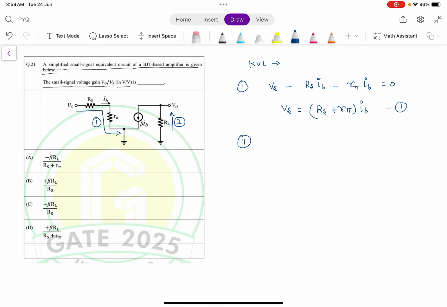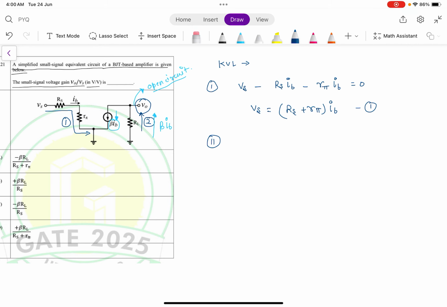The second equation is, if you go from ground to V0 here, and V0 is the voltage which you are checking. If you are ever confused about this path, this path is always open circuit, so no current flows in this path. So whatever current is given here, which is nothing but beta into Ib, is flowing from the ground to V0 side. We can write this as beta into Ib. Now I hope it is clear.